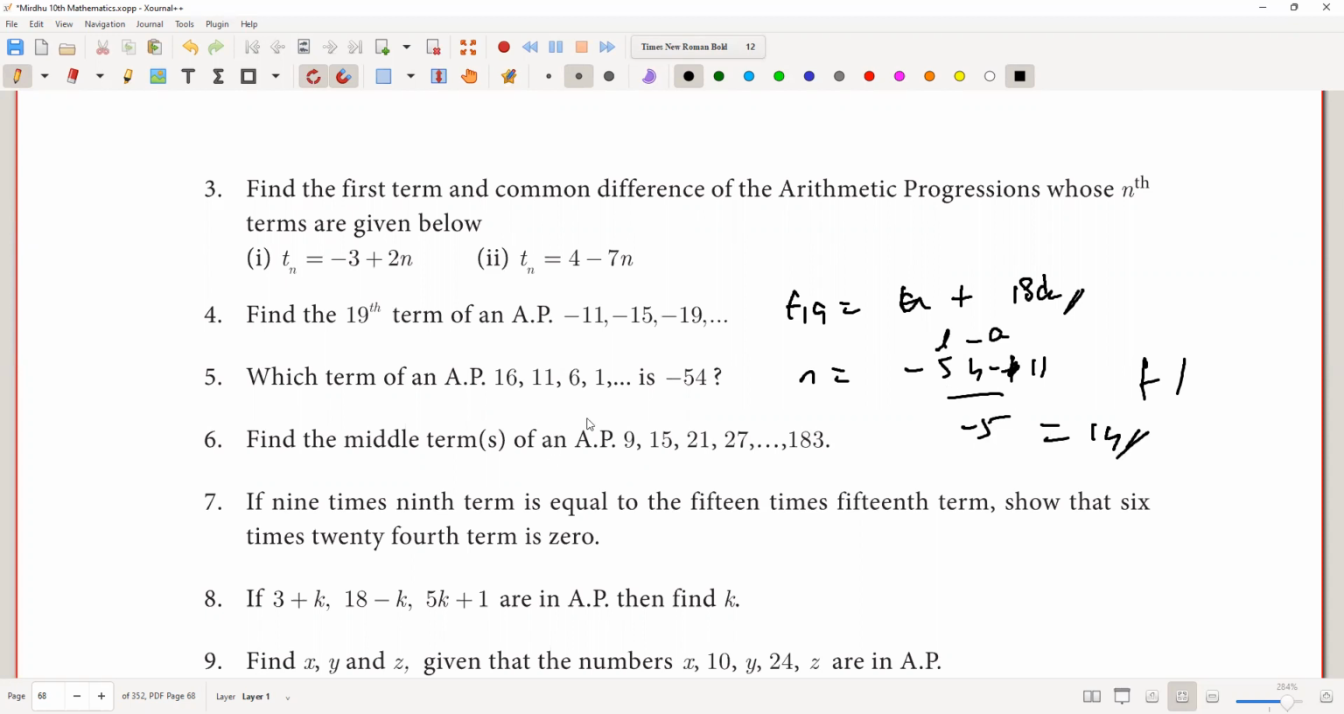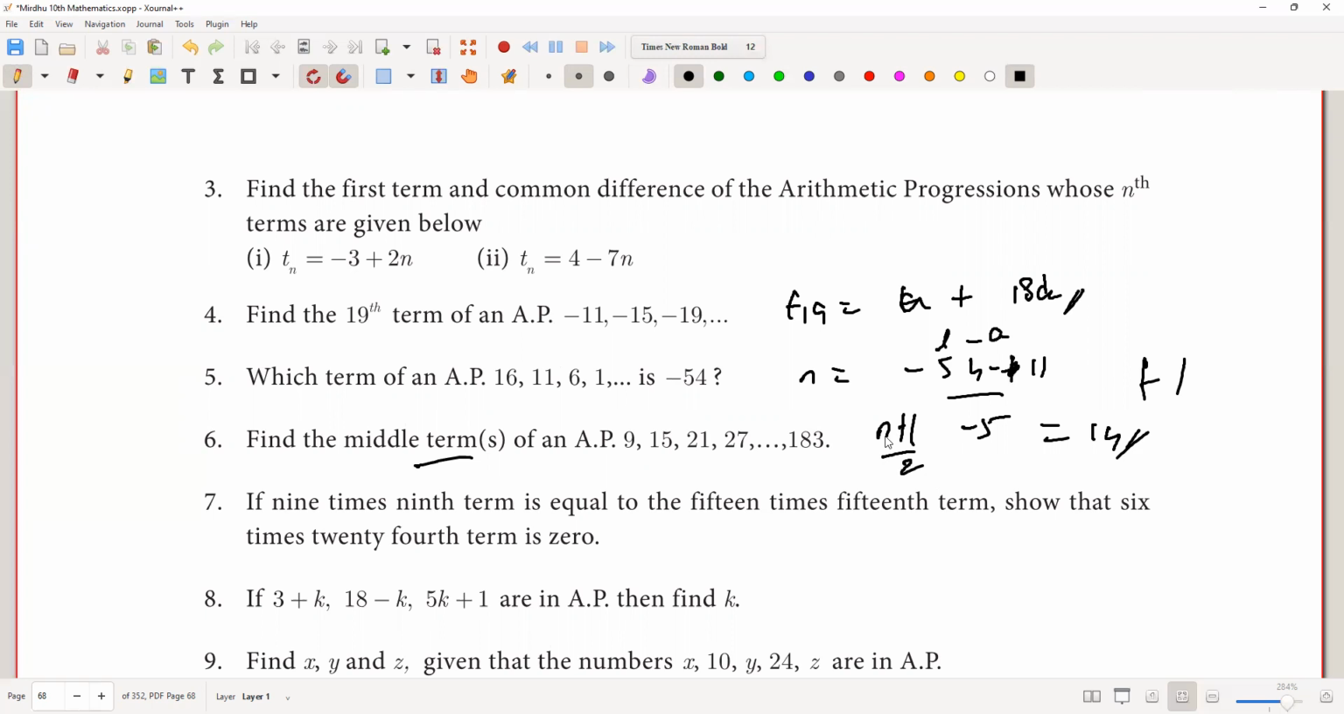Middle term. What is the middle term? Find the middle term. This is first term, this is last term. First, we have to find the last term, what number it is. Then the middle term is n plus 1 divided by 2. All right. The answer is 183, 183 minus 9.